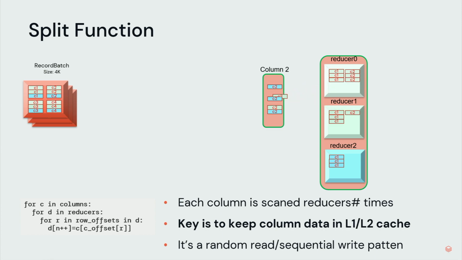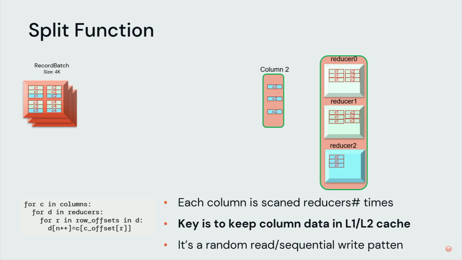And also you can see that when we do the split, the destination memory must be pre-allocated. It's performance critical, because when we fill the data, if we don't pre-allocate the memory, there will be a resize of this memory, and the resize may lead to a memcopy. The memcopy is expensive in this process. And also each column is scanned over the reducer number of times. So each column is scanned many, many times.